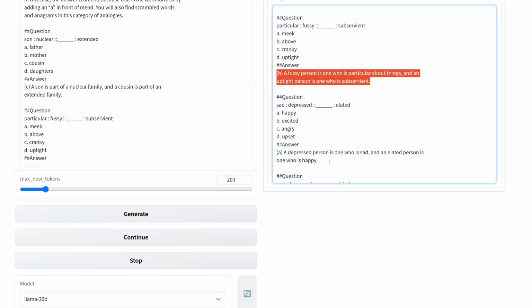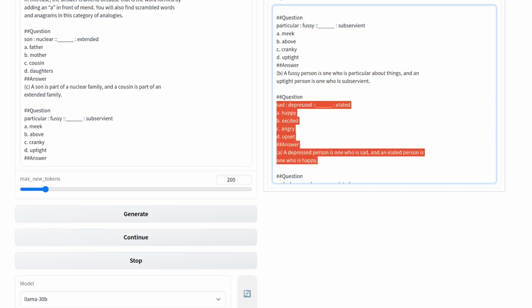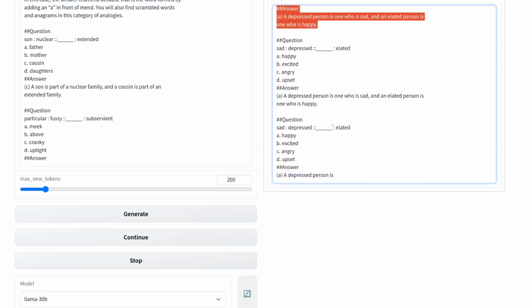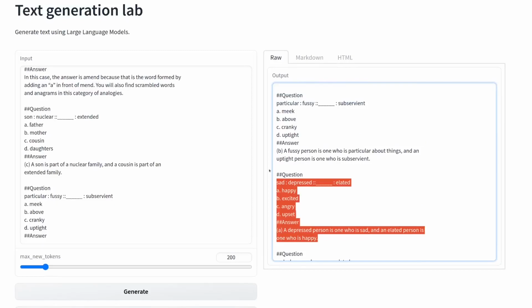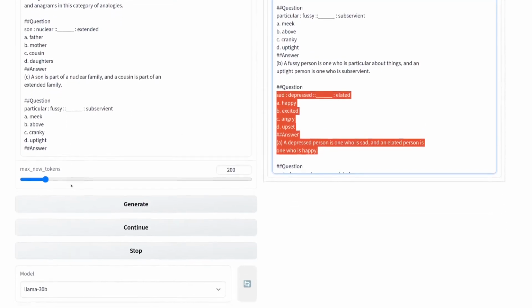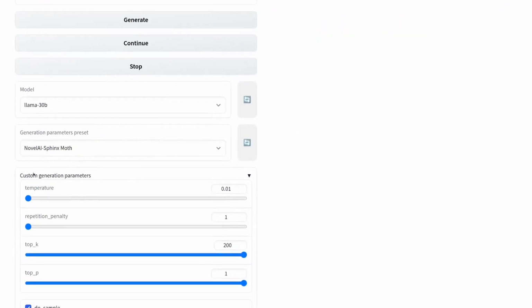But when it is generating them, it seems like the analogy that it did generate does come back with the correct answer. So that tells me that it does seem to have some understanding of how to correctly do these. I'm happy with everything except for the choices of words. And to affect the choices of words, we are going to want to change the custom generation parameters.